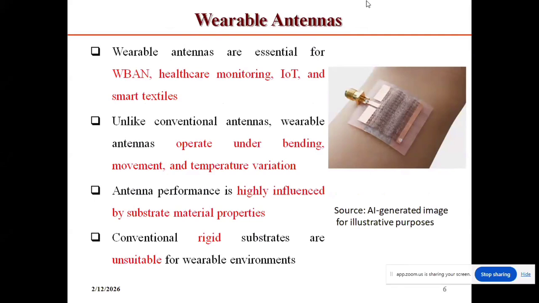Antenna performance is highly influenced by the type of substrate material used. So conventional rigid substrates are unsuitable for wearable environments, right? In a wearable application, the antenna should bend, since it can be mounted on any part of the body. There are helmet-mounted antennas, textile antennas, and wristwatch antennas built. So many antennas are invented for body wearable applications. In most cases, antennas should operate while bending. This flexibility is not available with conventional rigid substrates such as FR4 or Rogers substrate. Those substrates cannot bend, so they cannot be preferred for wearable antenna design.